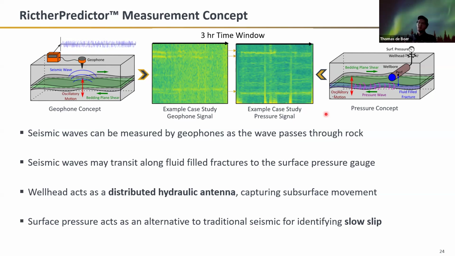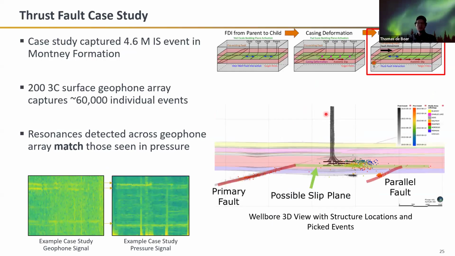We performed a polarity analysis of this, and we're able to show that these resonances are directly emanating from a primary fault structure. And this primary fault structure at the time had caused the largest induced seismic event from hydraulic fracturing in the world. This is a case study from 2015.